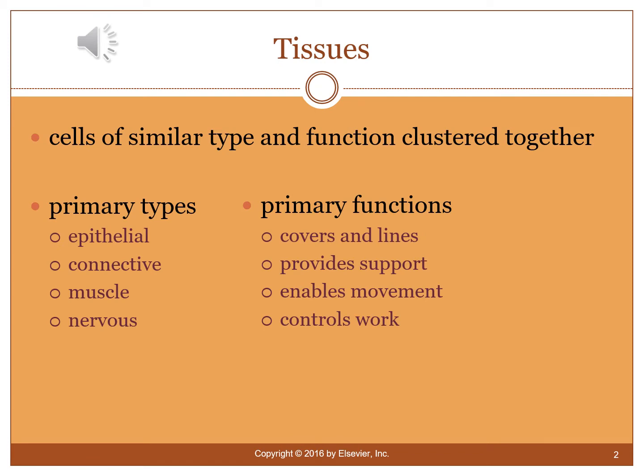So now we're going to talk about tissues. There are four primary types. Epithelial tissue covers and lines. So think of covering and lining organs.